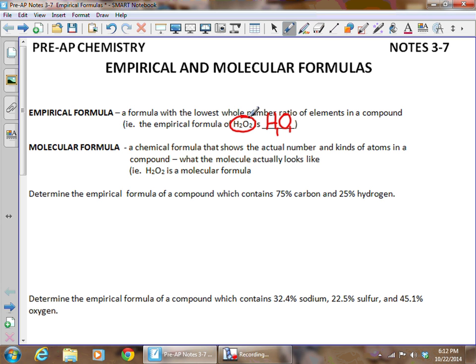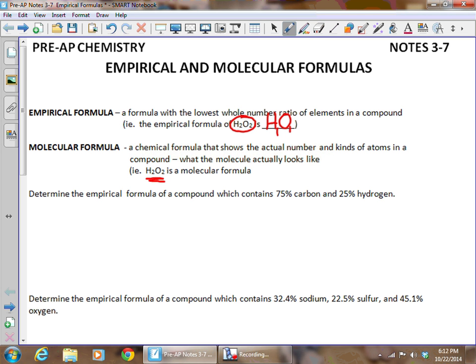A molecular formula shows the actual number of atoms. It's the true formula for the compound. It's what the molecule actually looks like. H2O2 is the molecular formula for that substance. If you could see a molecule of hydrogen peroxide, it would have 2 hydrogens and 2 oxygens hooked together in the molecule.